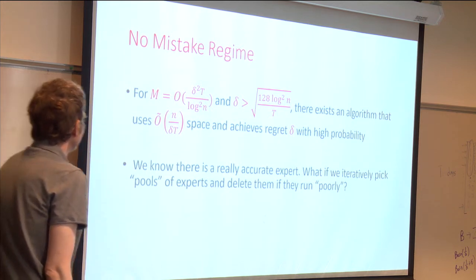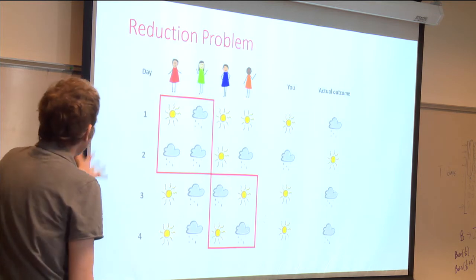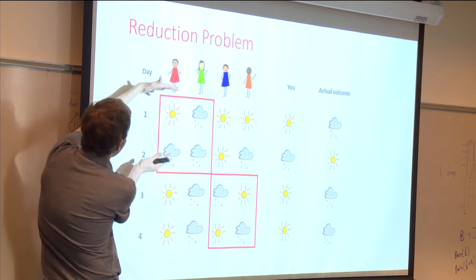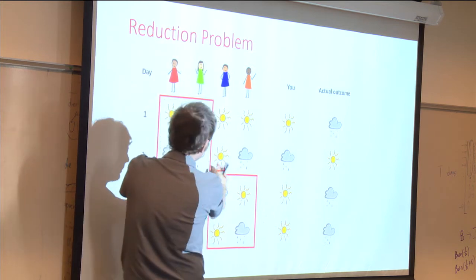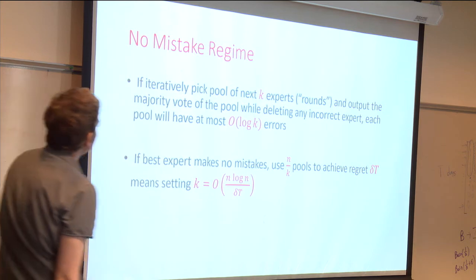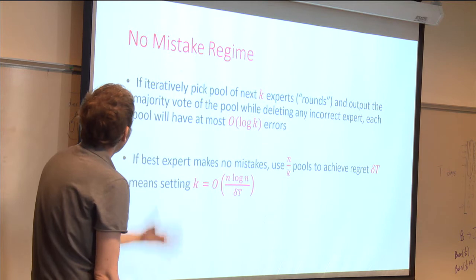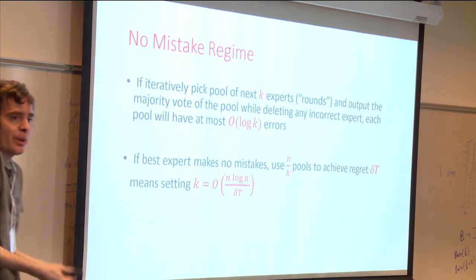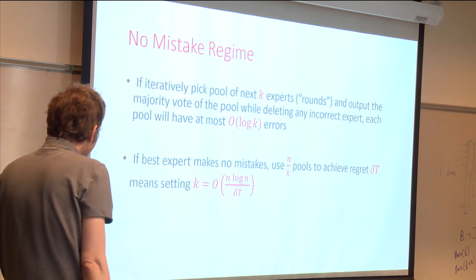OK, so let's see how that works when there are no mistakes. The idea I just said is you follow these experts. Maybe I'm just doing a deterministic algorithm right now. I follow the first 2 experts here for the first 2 days. I'm not satisfied with them, so then I switch to the next 2 experts. So I iteratively pick a pool of the next k experts, and inside of that pool, I can imagine running the weighted majority algorithm or other algorithms for this problem.